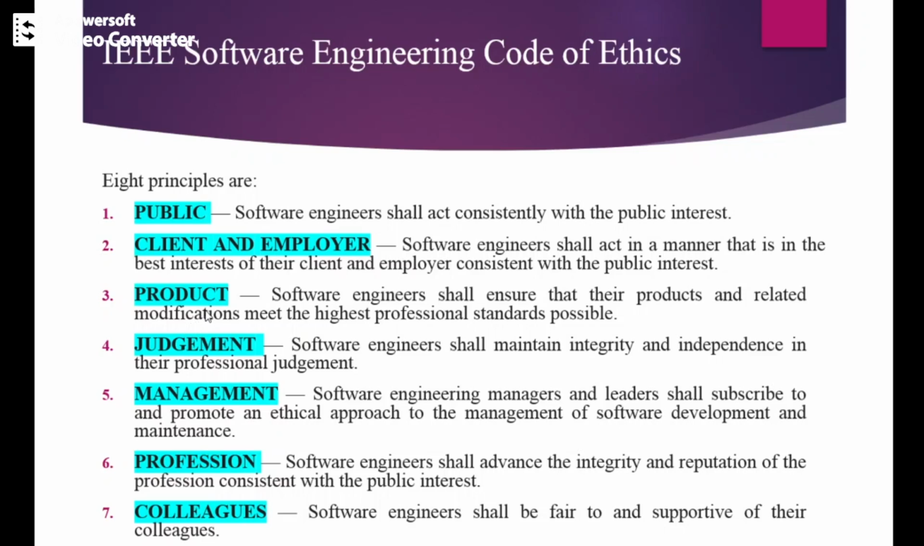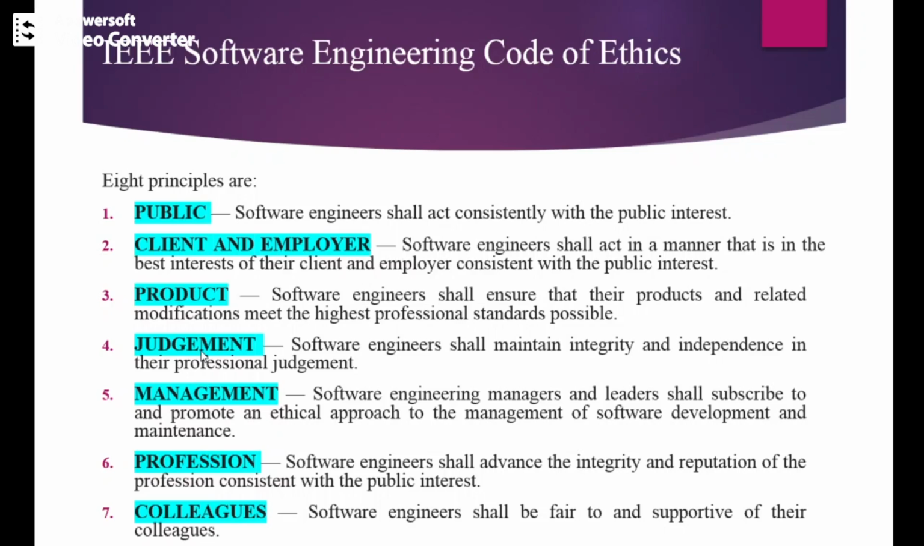Third one is product. Software engineers shall ensure that their products and related modifications meet the highest professional standards possible. So what do you mean by product? Finally, software engineers develop a product. So they have to prove that their product, and any modifications done later to that product, will meet the highest professional standards.